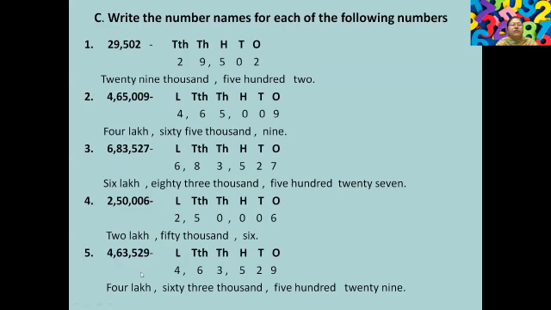Just leave it. Then here again, ones, tens, hundreds, 1,000, 10,000, lakh. So here 4 lakh, 63,000, 500, 529. So this is 529.